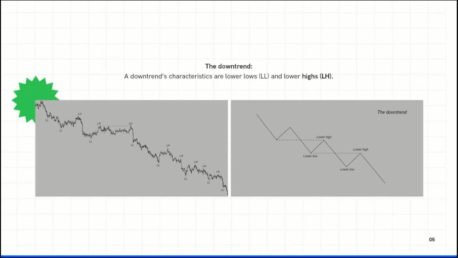Now, talking about a downtrend, the characteristics are lower lows and lower highs. On the right hand side, you can see a diagrammatic expression showing a series of lower highs and lower lows. On the left hand side, you can see a chart example showing lower highs and lower lows. That's the chart example showing all of these things on a chart.